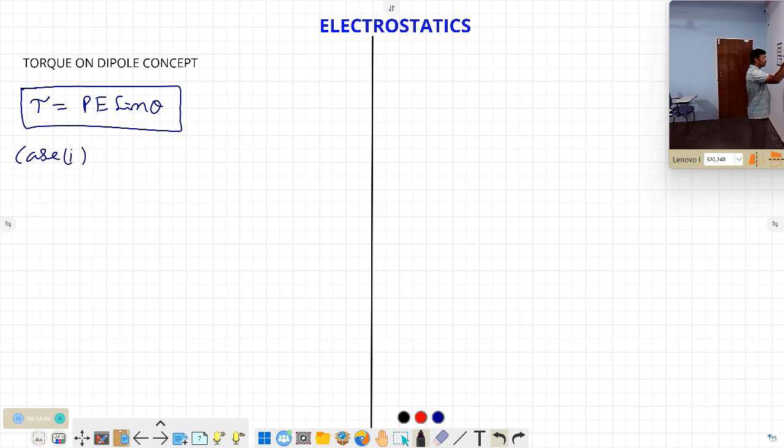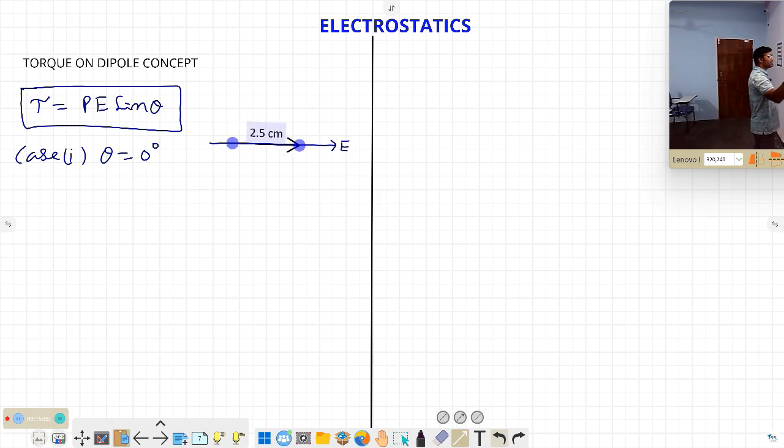Case 1: if theta is equal to 0 degrees. What is the meaning of this 0 degrees? Whenever you take any dipole, this is the direction of the electric field. If the dipole moment is in the direction of the electric field like this, the electric field is a vector quantity, and the dipole moment is also a vector quantity. In this case, this is the positive charge and this is the negative charge of the dipole. Now the dipole and electric field are both in the same direction. Same direction means what is the angle between these two? 0 degrees. In this case, what is the torque acting on it?